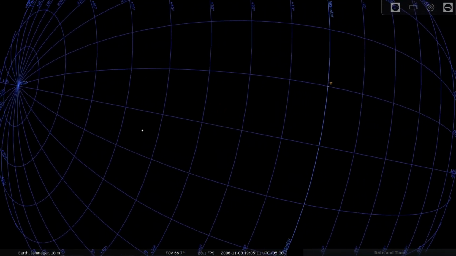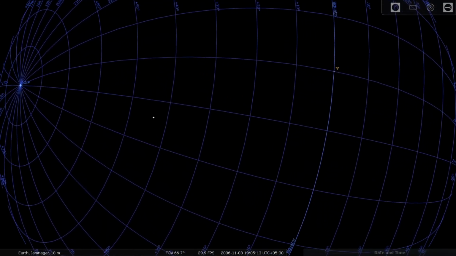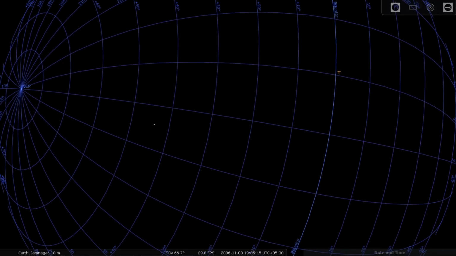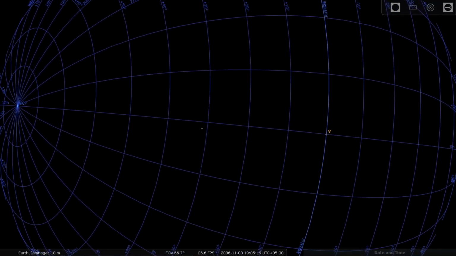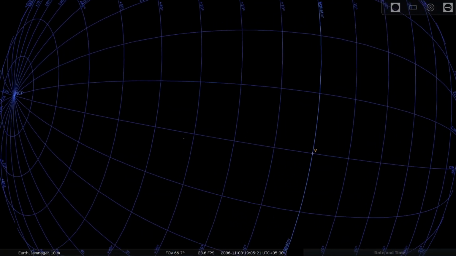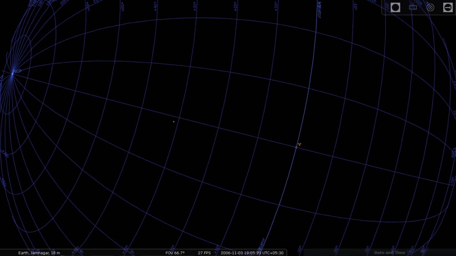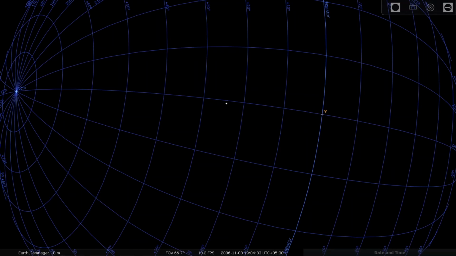Declination is the same as the geographical latitude. Declination is the angular distance of a celestial object from the celestial equator, and the circles of declination are parallel to the celestial equator. The celestial equator is 0-degree declination.